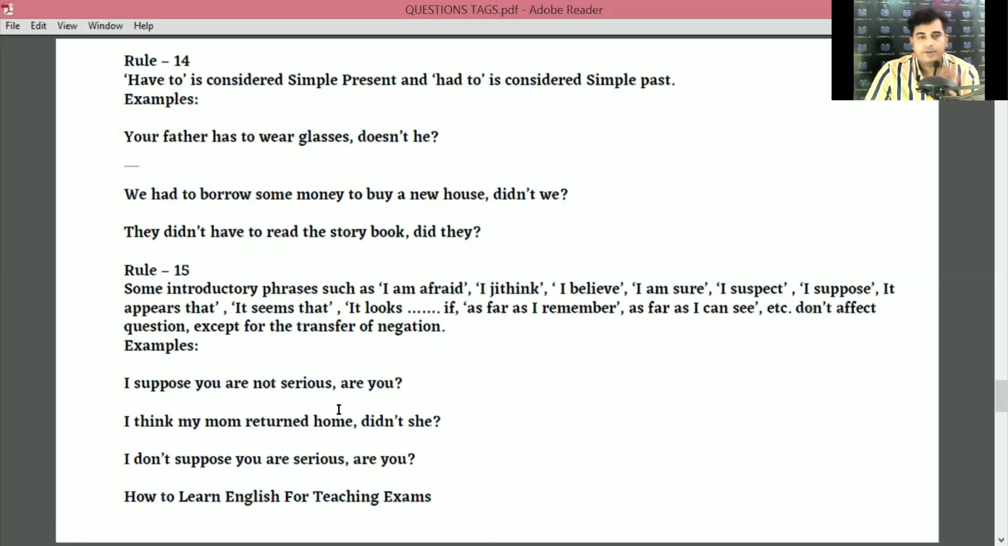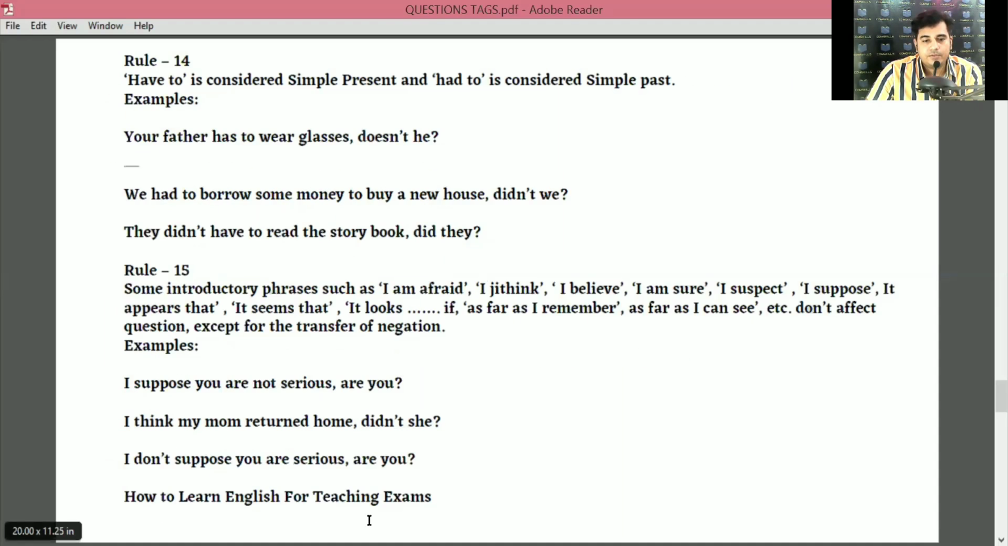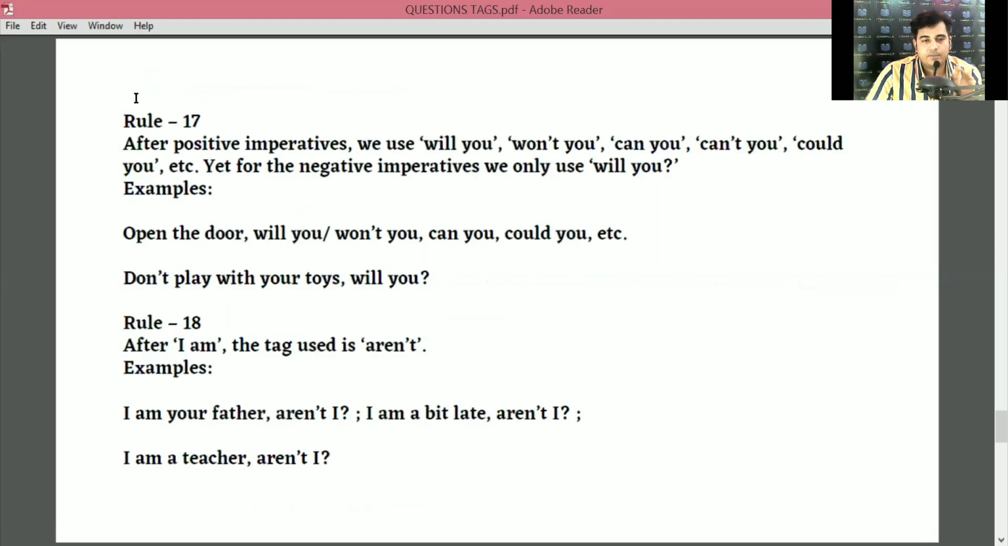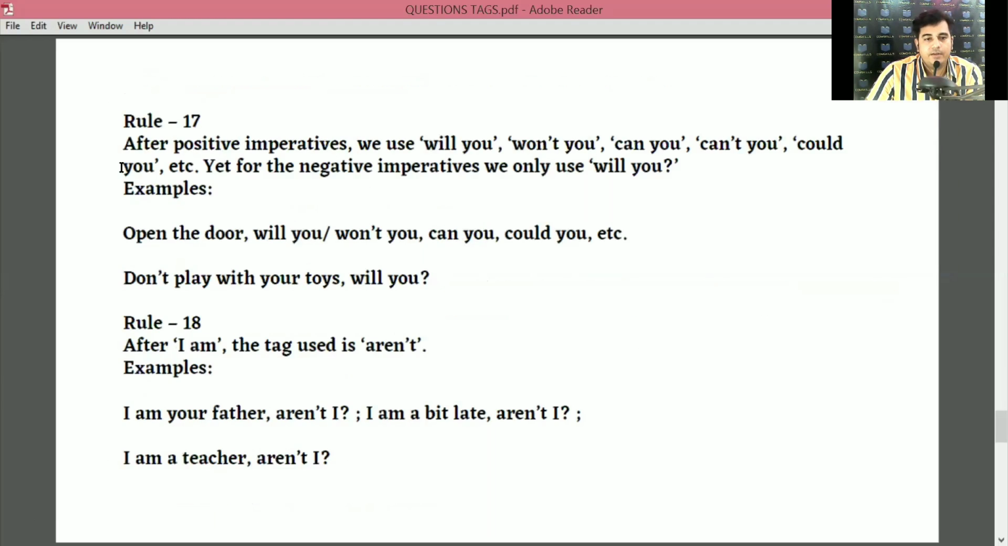Okay, so that was not written. There was. Okay, then next we have, so here we can choose how to learn English for teaching. So don't we. We can use here don't we. Then rule number 17. Okay, 15 was, then 16. 16 was missed. Okay, fine. So I'll tell you about the 16 rules. It was missed.